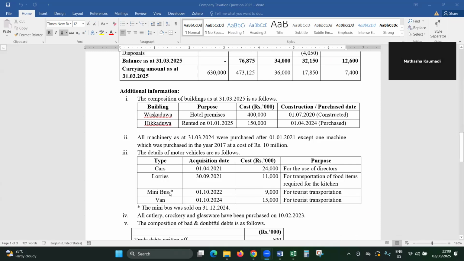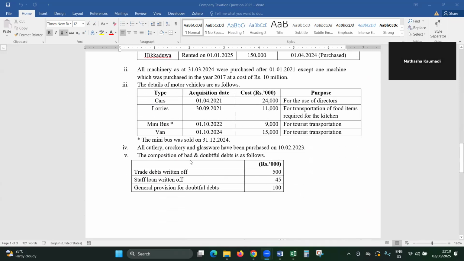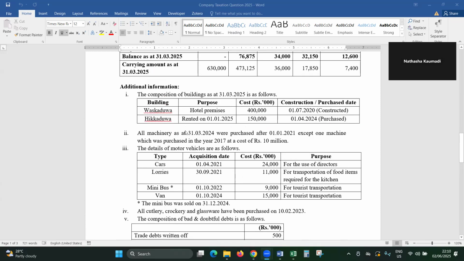And then that star mark is explained here. The minibus was sold on 31st December 2024. That means within the year, this minibus has been sold. On 1st October 2024, 15,000 worth of van for tourist transportation, right? This is how they have purchased these things. All cutlery, crockery, and glassware have been purchased on 10th February 2023. Right. So those are the first 4 points. Those points are related to PPE.